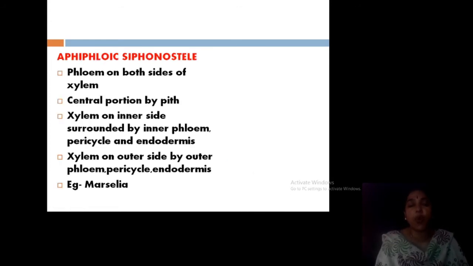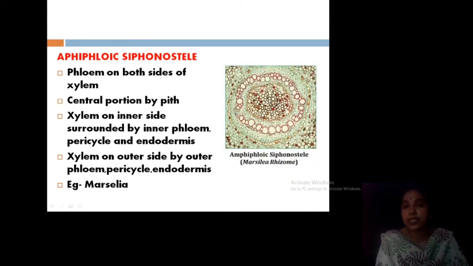Okay. Now, amphiphloic. You can see on both sides of xylem there is phloem. Okay. Central pith, then both sides of xylem there is phloem, inner phloem and outer phloem. See how this is arranged. See, this is the pith and this is the xylem. Okay. This is the xylem. And what is present in between, this light color, is the inner phloem. What is present outside this is the outer phloem. So, a core of xylem, inner phloem, outer phloem. What is occupying the center is pith.